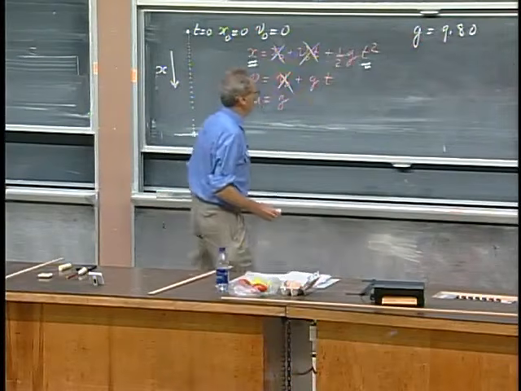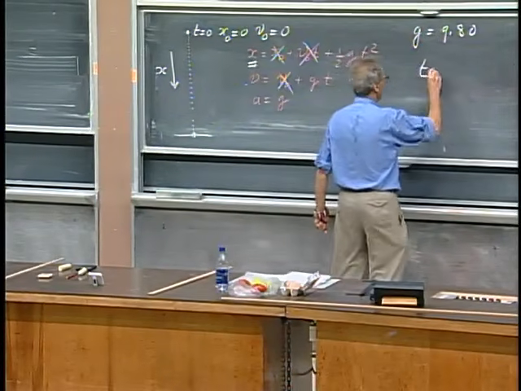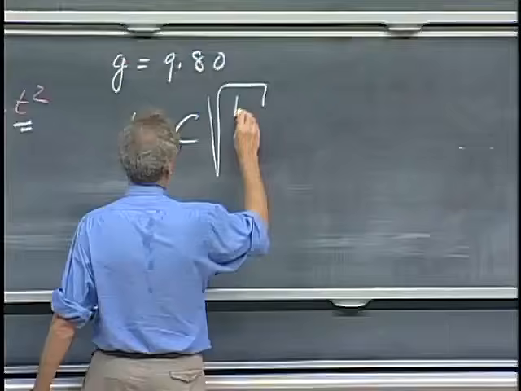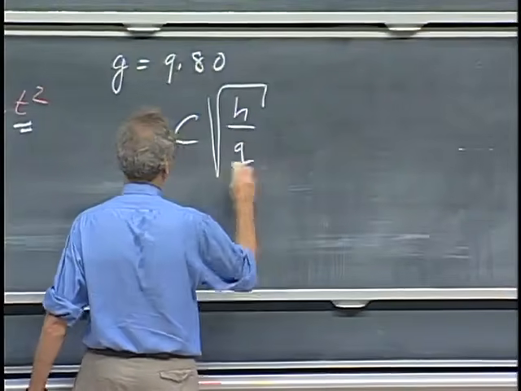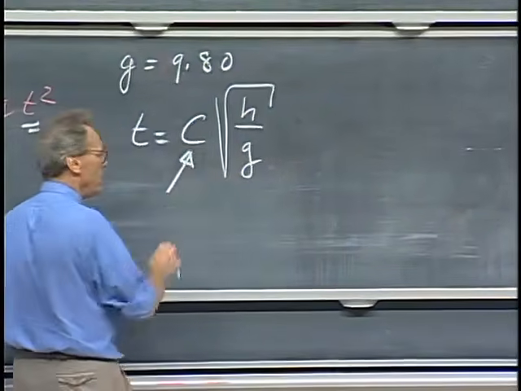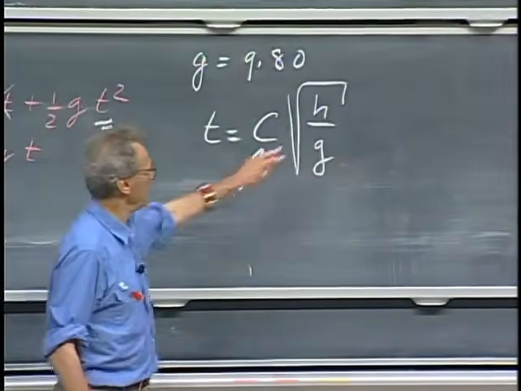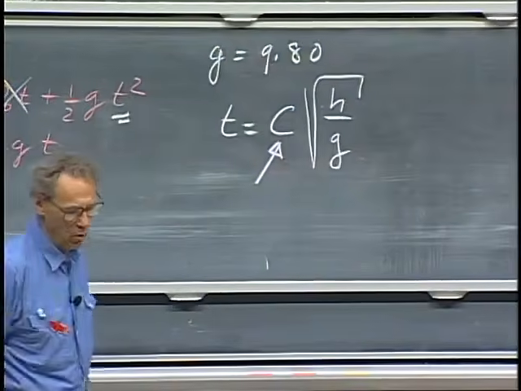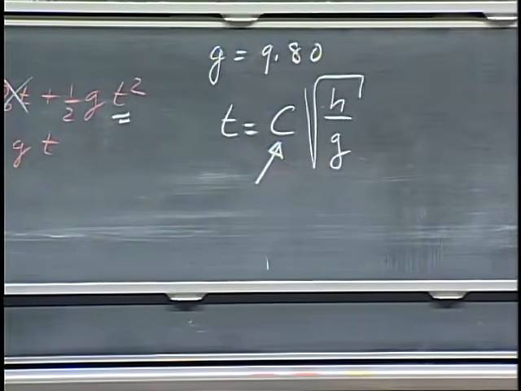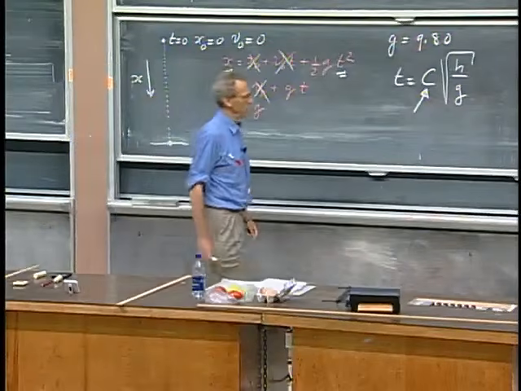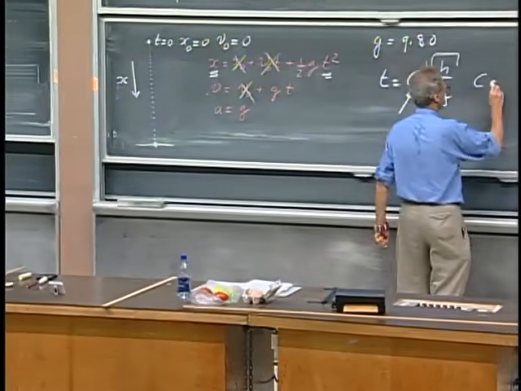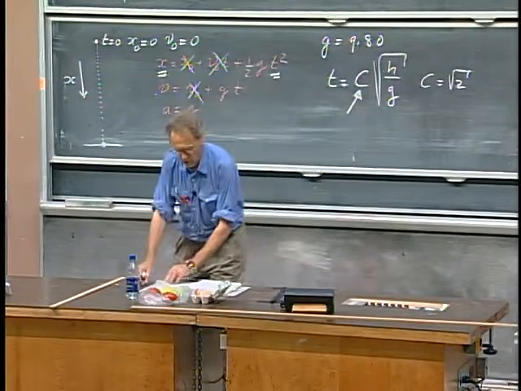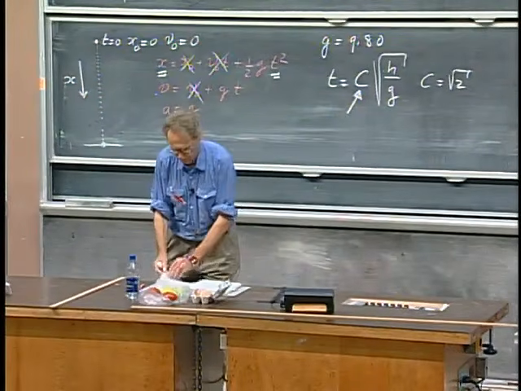Remember that we derived last time that the time it takes for the apple to fall was c times the square root of h over g. And we never knew what that c was. I did a demonstration to show you that the time is proportional to the square root of h. We never knew what that c was. Now you know, because now you have the equations here, and you'll see that that c simply was the square root of 2. But I could not derive that from my dimensional analysis.